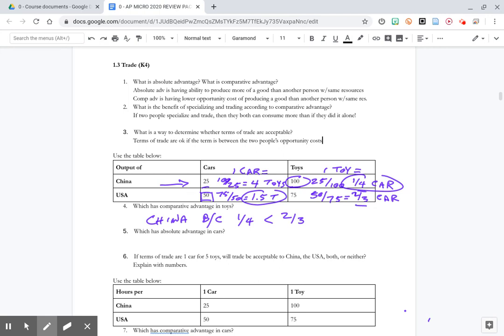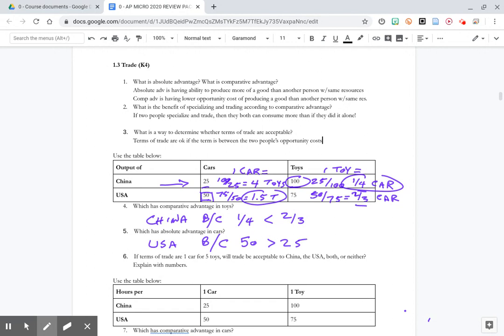Now, who has absolute advantage in cars? Well, who could just make more cars? 50 is bigger than 25. That's the United States. But it's not because they have comparative advantage in it. It just is because they can make more with the same amount of resources.